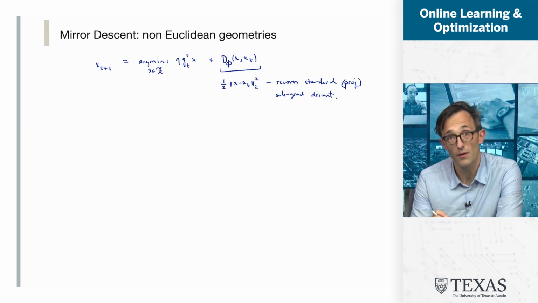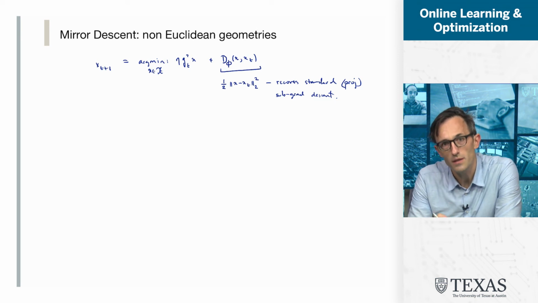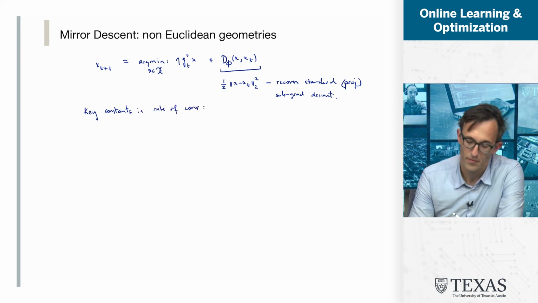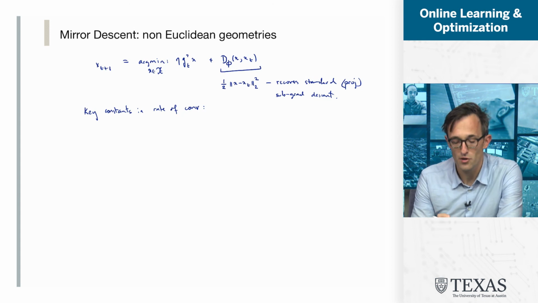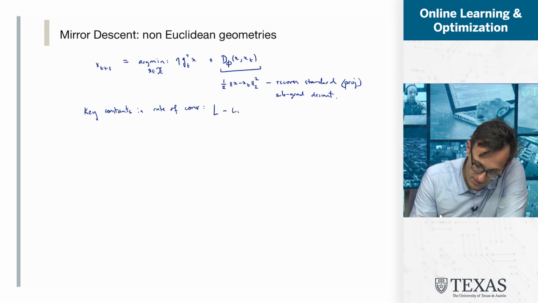And what this is going to allow us to do is change the key definitions of the constants in the statement of the proof. So as we talked about in previous lectures, the key constants in the rate of convergence are things that govern and control properties of the function, in particular the Lipschitz constant.